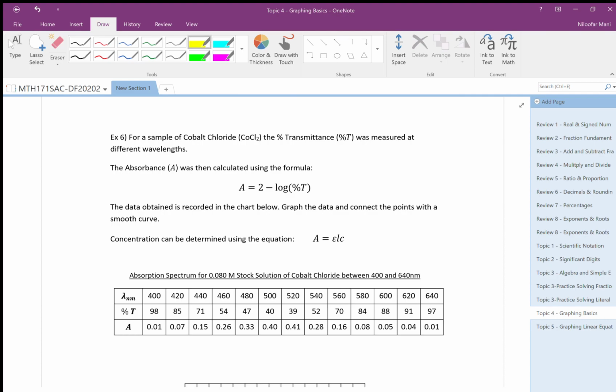So you read the question. You have a sample of cobalt chloride. This was measured for different wavelengths. Remember, different wavelengths is something that we have, so that's on the x-axis. We measure them, and then we substitute those values here, and we measure A for each one. How? It's like y equals x minus 1. So you substitute x and you find y. Perfect. So I have this on the y-axis.